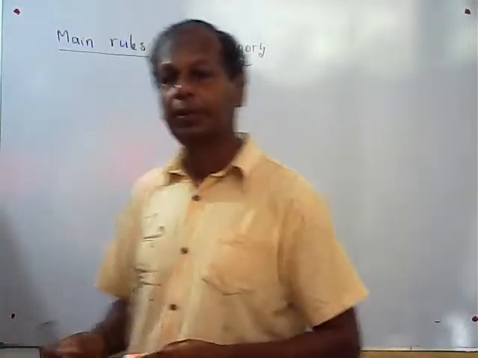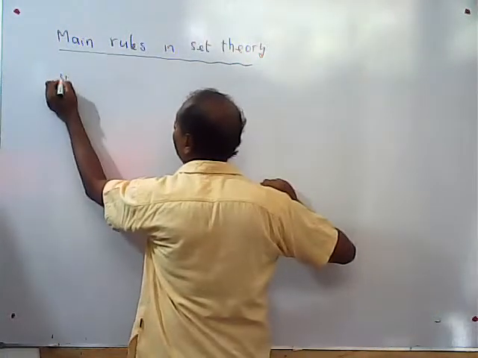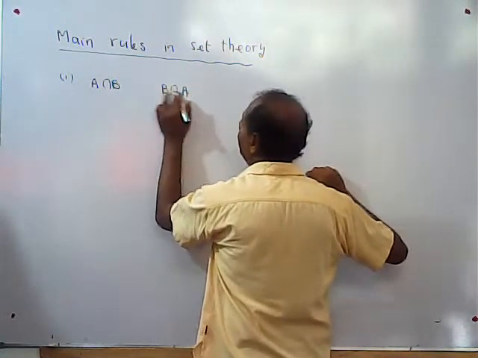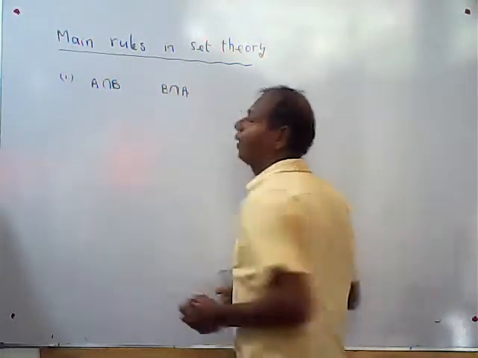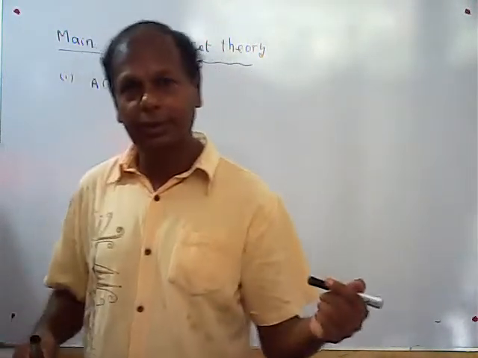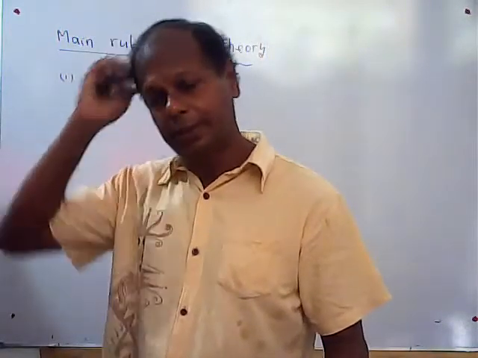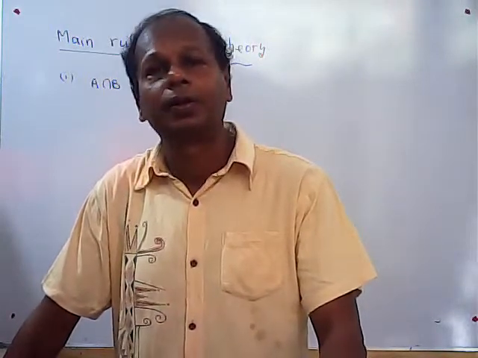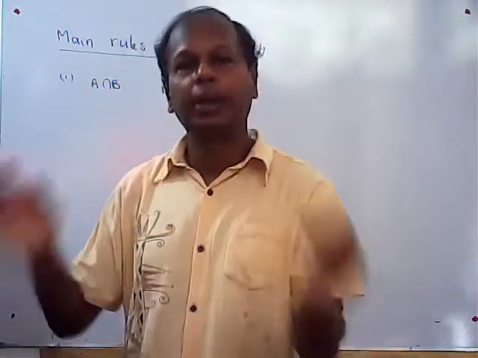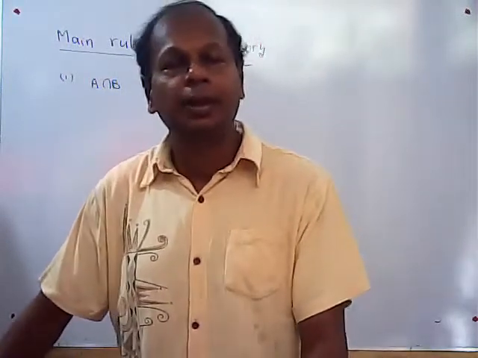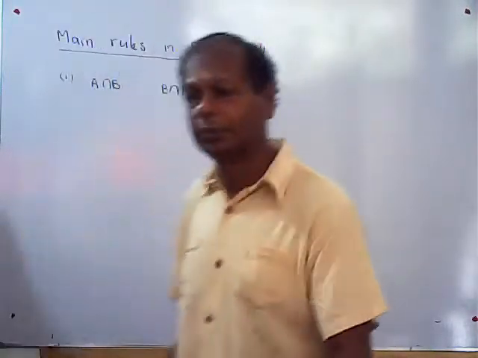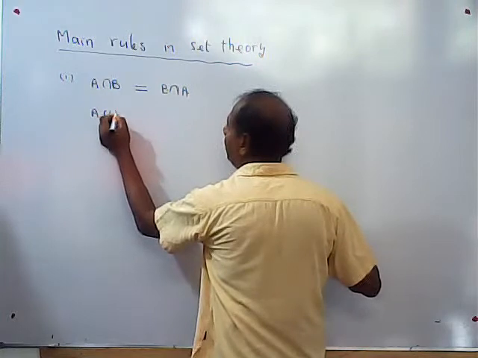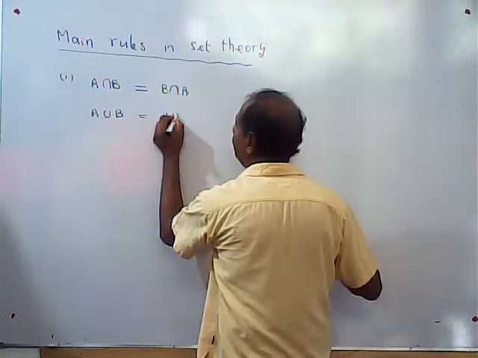First one, A intersection B and B intersection A. So you find A intersection B the way we defined it earlier, and then you find B intersection A. Will there be a difference between them? There is no difference between A intersection B and B intersection A. Finally, they give the same set. So A intersection B is equal to B intersection A. A union B again is equal to B union A.